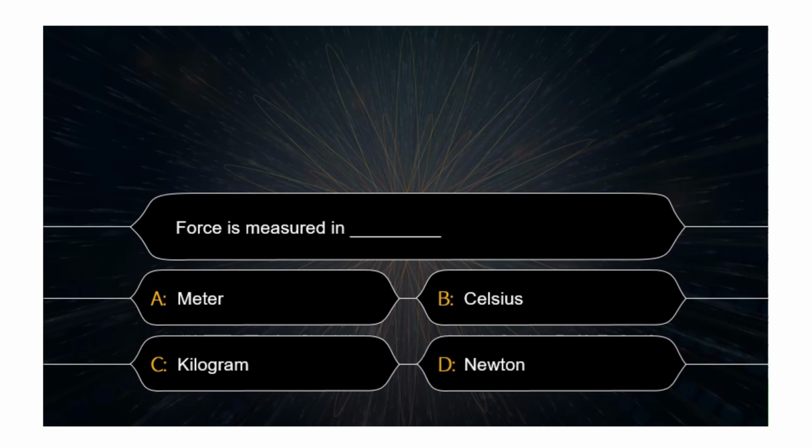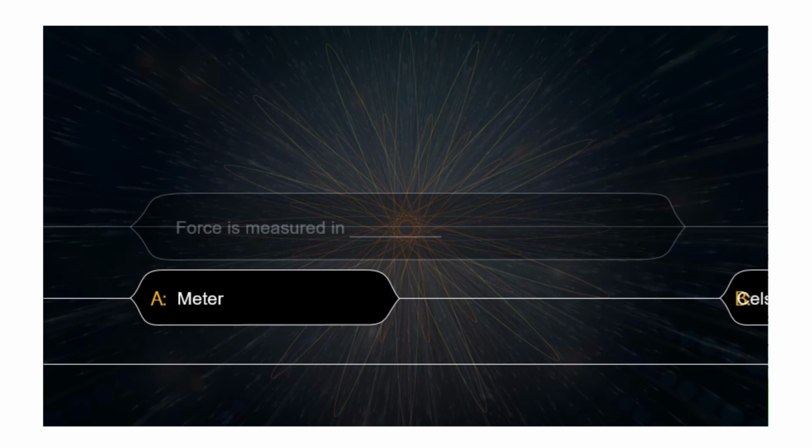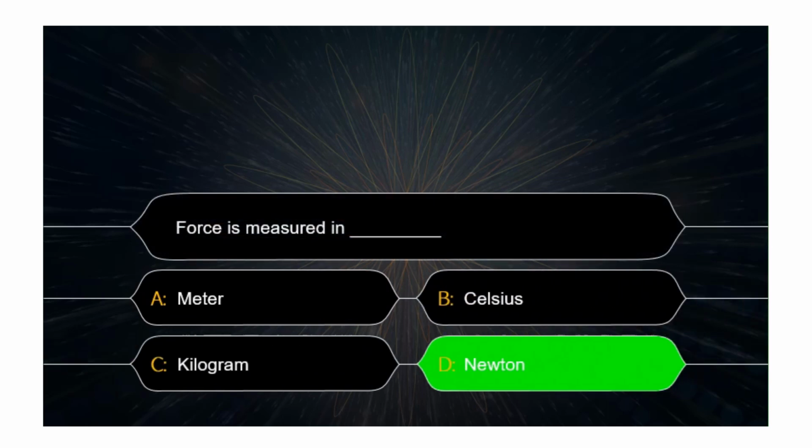Force is measured in. Your options are meter, Celsius, kilogram, or Newton. The correct option is option D, Newton. Force is measured in Newton.